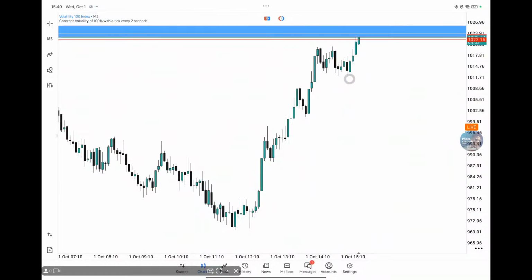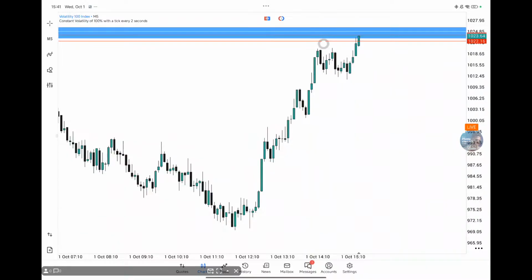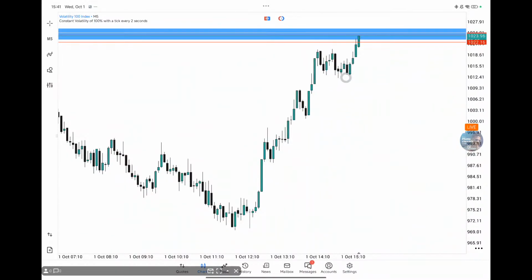Does it play a role? Yes, it does play a role. What role does it play? What we are expecting is that this accumulation phase that has happened in here, we want to see anything above it as a manipulation. Okay, we want to see anything above the accumulation phase as manipulation, and then we want to see a proper market structure shift, and then we want to engage the market.